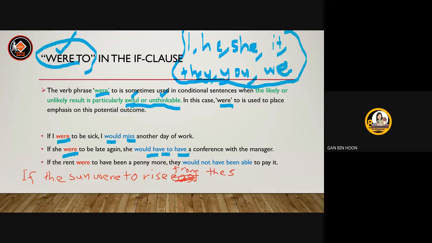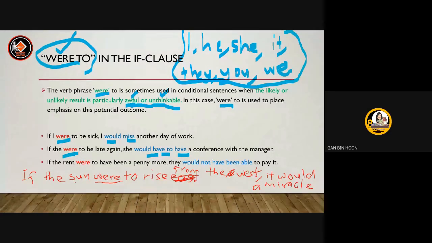Boleh tak sun rise daripada west? So ini adalah tak logik, right? So kita buat ayat contohnya lah. If the sun were, teacher kenapa were? Because dia tak logik. So bila tak logik dia beri penekanan, so semua kena guna were. If the sun were to rise from the west, okay, what will happen? It would be a miracle. Example lah.